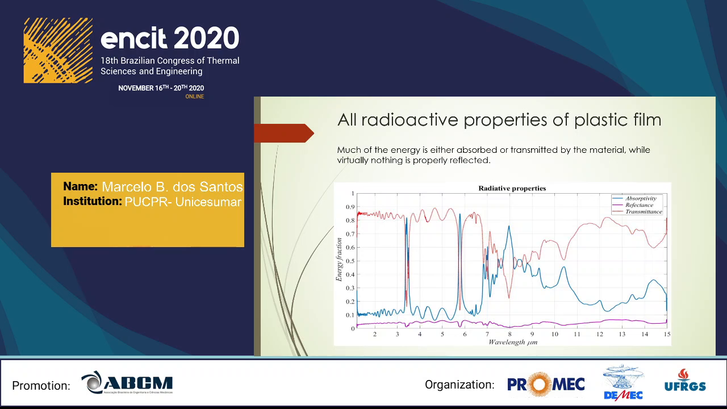All radioactivity properties of the material. So from all this information we get all properties of radioactivity of the material. It is very interesting to observe that almost all energy is transmitted. Some energy is absorbed, but a very, very little is reflected. Almost nothing is reflected, and almost everything is transmitted.